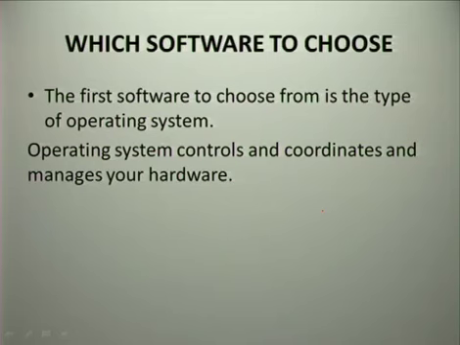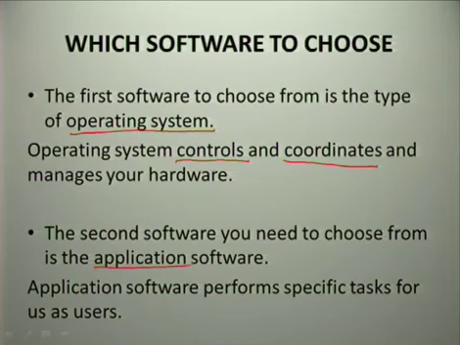Now, software is also almost similar. There are different types of software. The first software that you need to choose from is obviously your operating system. Now, what does this operating system do? It actually controls and coordinates your hardware. Without software, you won't be able to control and coordinate your hardware. It is very important, and it's obvious that all computers would have an operating system.